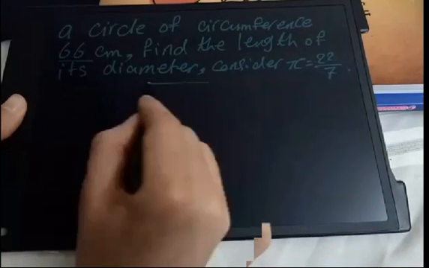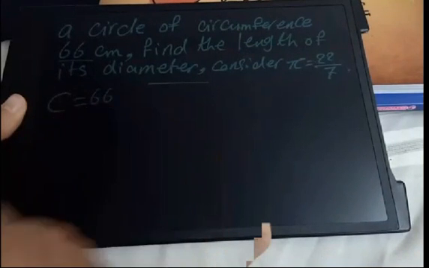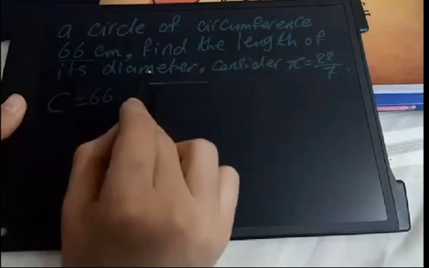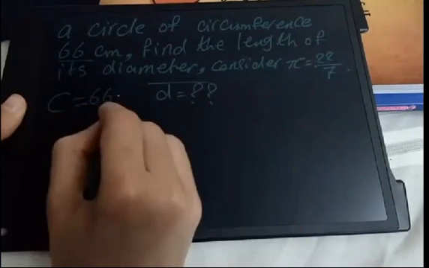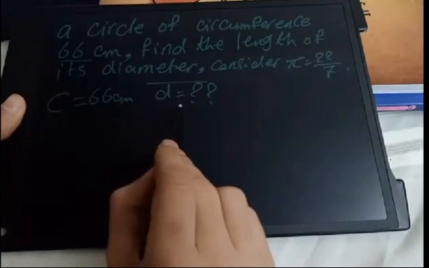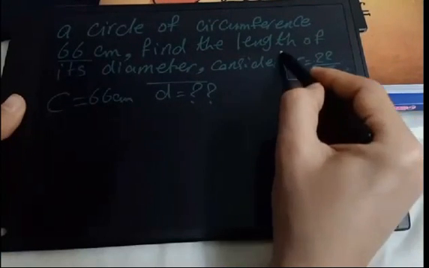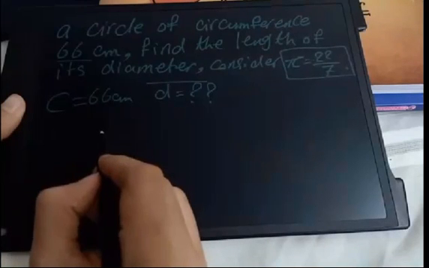So Adham, I give you what? The circumference. And what do you want? The diameter. It's equal to 66. Find the length of the diameter. That means I want the diameter. So I give you the circumference and I need the diameter, and I give you pi equals 22/7.